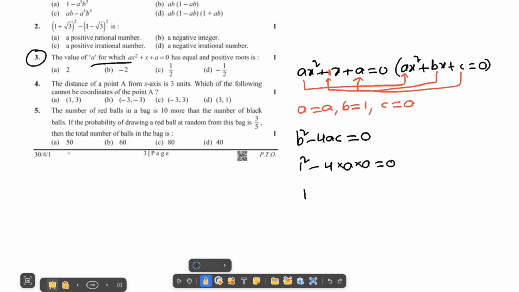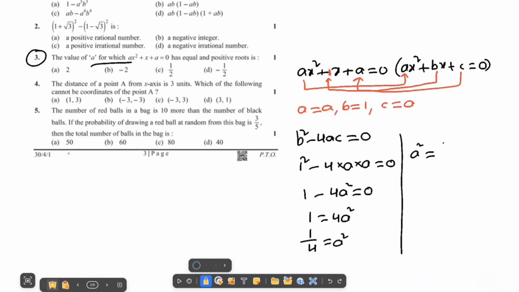Now 1 square is 1. 1 minus 4 into a, 4a square is equal to 0. Now send minus 4a square to the right side. Now 1 is equal to 4a square. Now bring 4 to the left side. 1 by 4 is equal to a square. Otherwise, a square we can write as 1 by 4. Now a is equal to square root of 1 by 4.